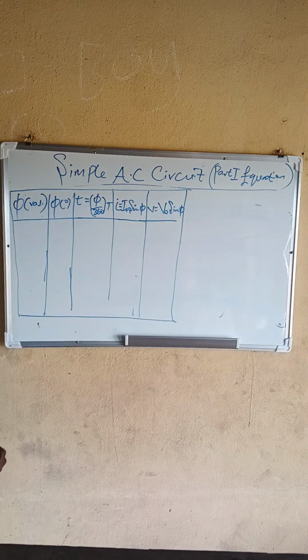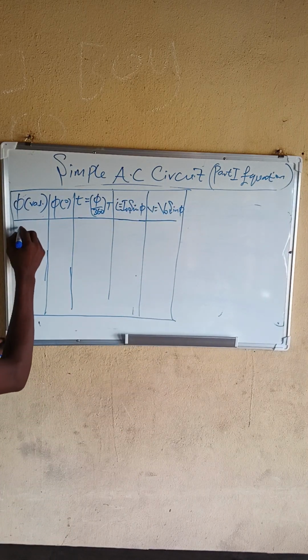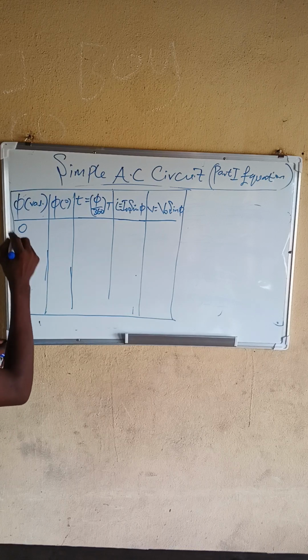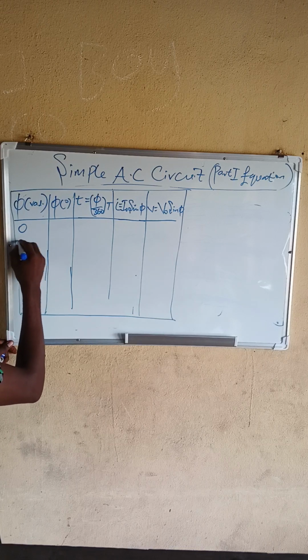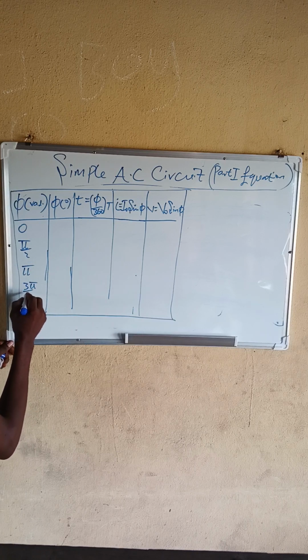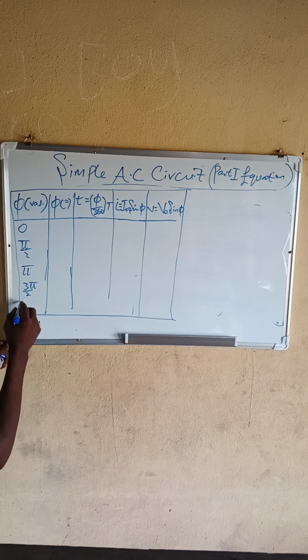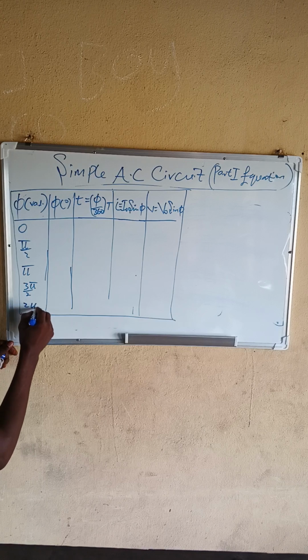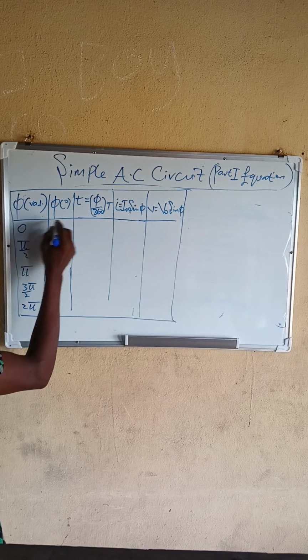Okay, now let us proceed. This place I have 0, I have pi over 2, I have pi, I have 3 pi over 2. Then I'm going to have 2 pi.